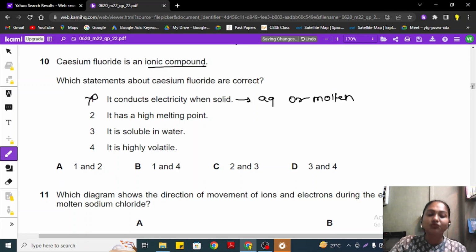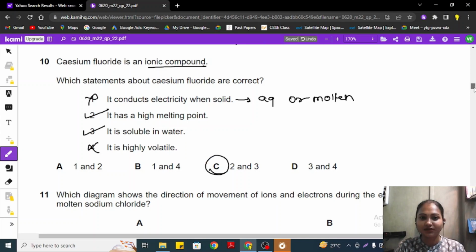Ionic compounds do have high melting points. Yes, they do. It is highly volatile? No. It's not a phenol. It is not an aromatic compound. We don't have this, so this is also not an option. It is soluble in water? Yes. Ionic compounds form aqueous solutions. Therefore, they are soluble in water. And therefore, the second and the third are the correct options. So for the 10th, we have the answer here, which is C.